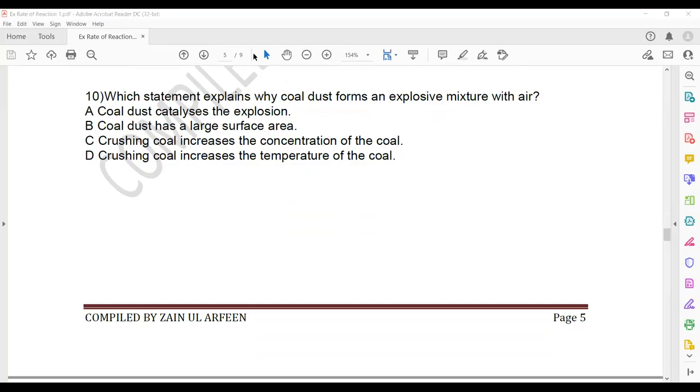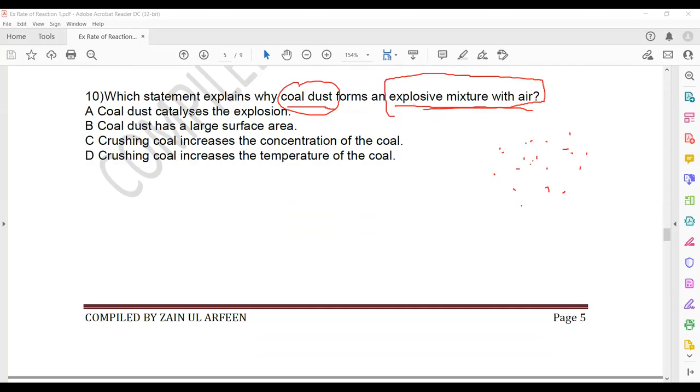Which statement explains why coal dust forms an explosive mixture in air? For example, in a coal mine, the fine particles of the coal can easily catch fire. So what is the reason why the fine particles of the coal dust can easily catch fire, can easily react? Like it can burn easily, it can react faster.